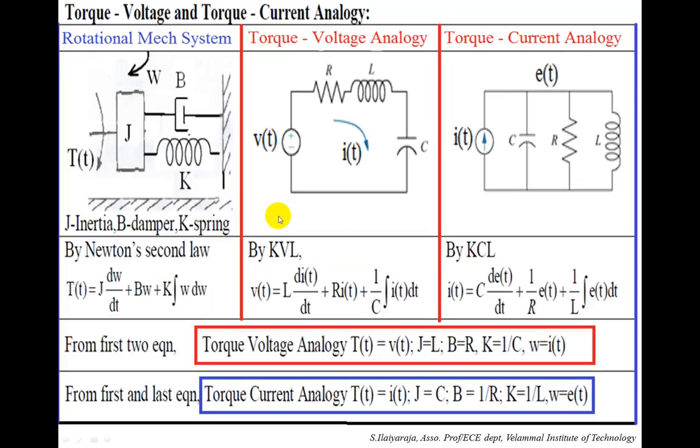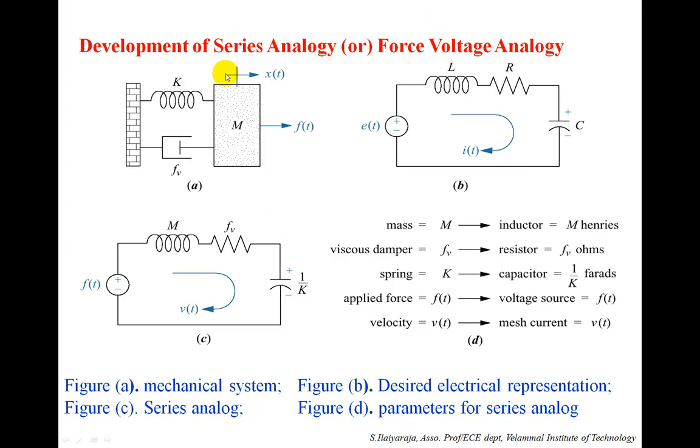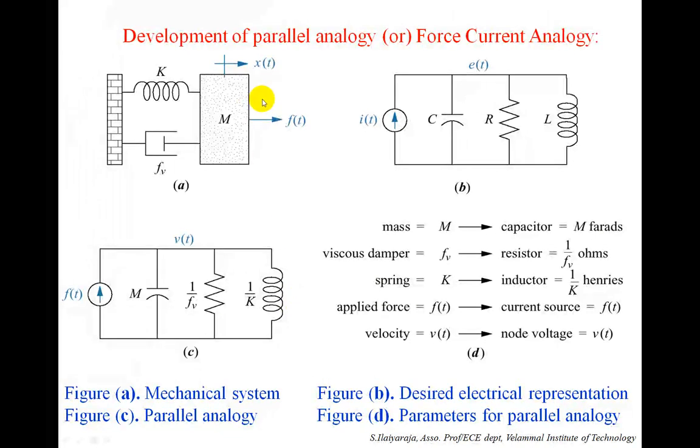So let's see a simple summary of the development of the force-voltage analogy, where the equivalent mechanical system is converted into an electrical circuit. In terms of parameters, L is M, resistance is the damper, and capacitance is equal to 1 by K. Similarly, we have the development of the parallel analogy, which is force-current. A parallel circuit is shown here, and the relationship is also shown here.